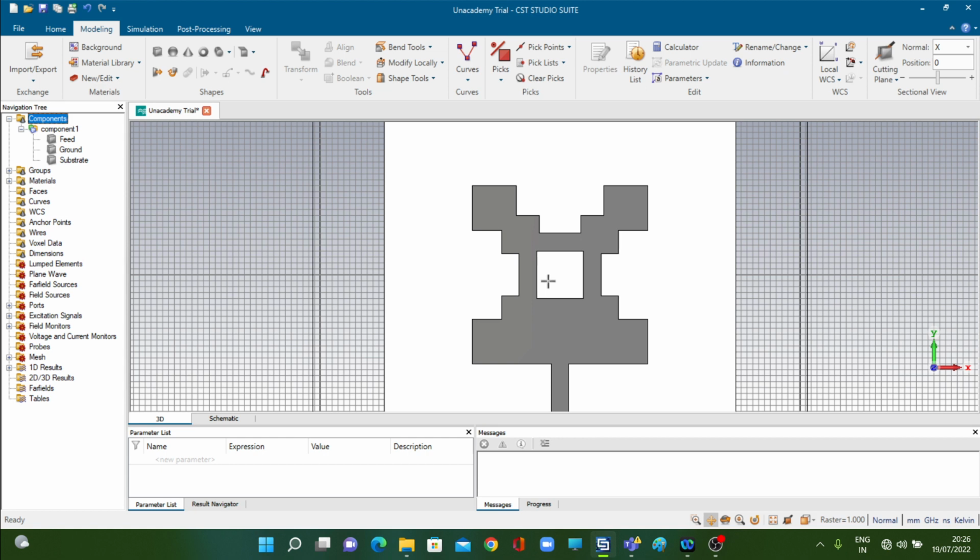Next time when we meet, we will actually simulate the structure and study the different simulation results and have a comprehensive analysis of the different parametric results of an antenna.